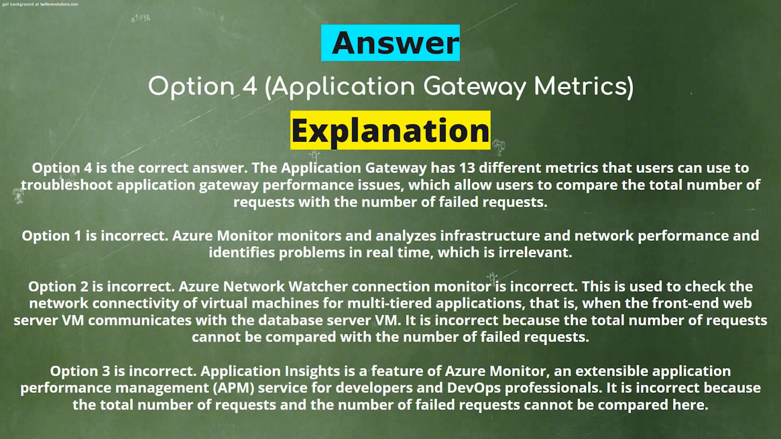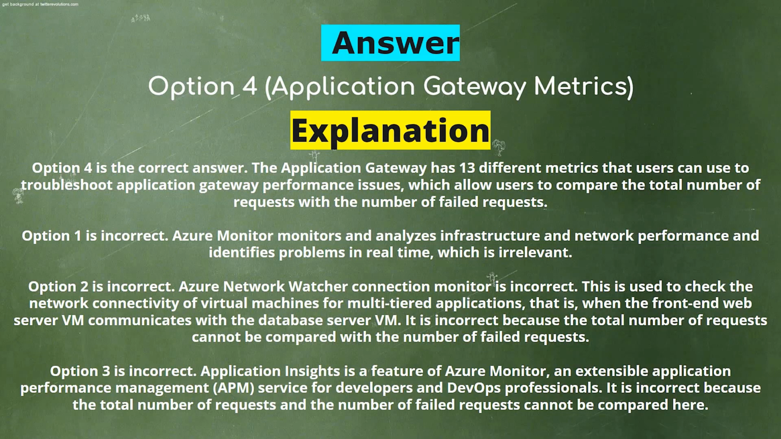The application gateway has 13 different metrics that users can use to troubleshoot application gateway performance issues, which allow users to compare the total number of requests with the number of failed requests. Option 1 is incorrect. Azure Monitor monitors and analyzes infrastructure and network performance and identifies problems in real time, which is irrelevant. Option 2 is incorrect.